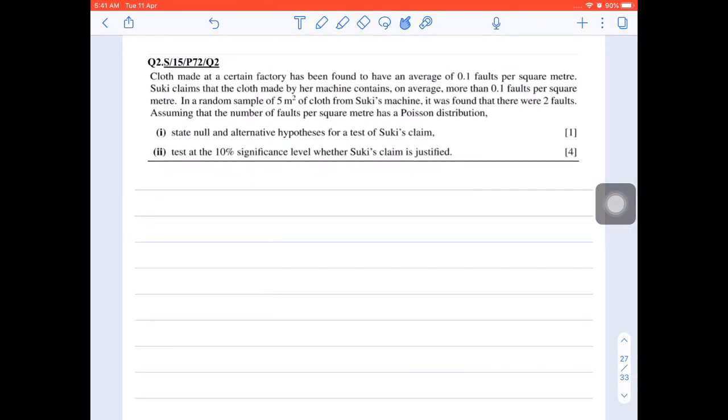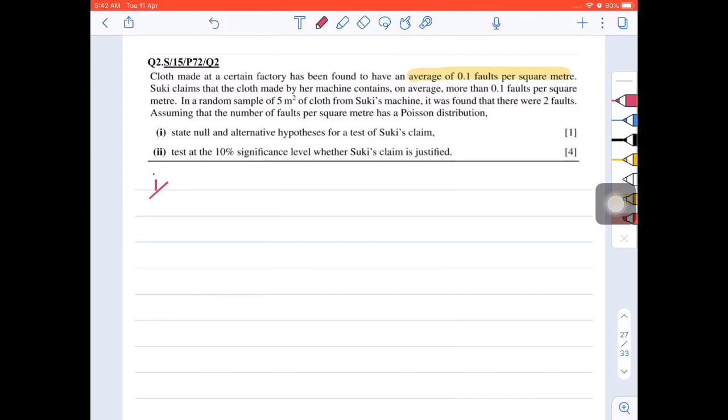Cloth made at a certain factory has been found to have an average of 0.1 flaws per square meter. Suki claims that the cloth made by her machine contains on average 0.1 flaws per square meter. In a random sample of 5 square meters of cloth from Suki's machine, it was found that there were 2 flaws. Assuming that the number of flaws per square meter has a Poisson distribution, state the null and alternative hypotheses for a test of Suki's claim.